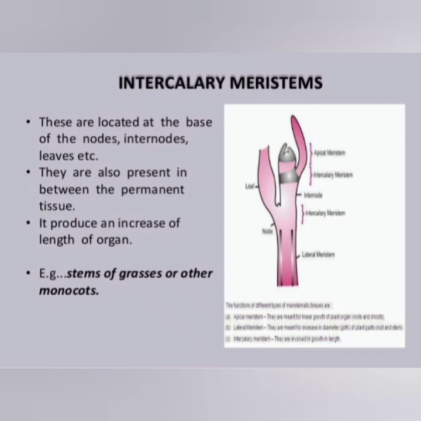Next is the last, intercalary. These are located at the base of the nodes, internodes and leaves. They are also present in between the permanent tissues. It produces an increase in length of the organ. Example, stems of grasses or other monocots. So, that is all about the three types of meristematic tissues we have learned.